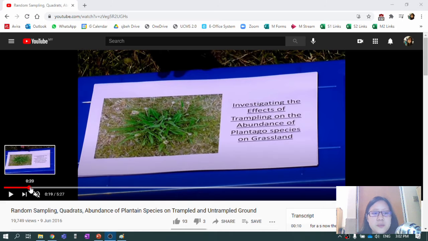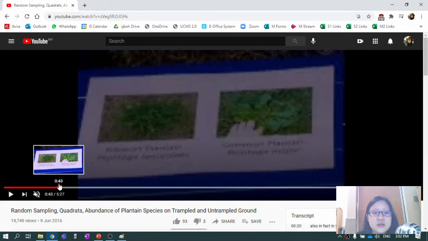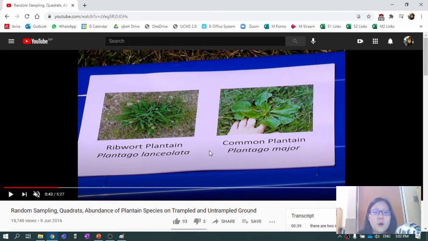Anyways, after that, they showed us in this video what these 2 different plants we're looking for are. So the Plantago species has these 2 plants here, ribwort plantain and the common plantain. This is not bananas, by the way. This is just a type of grass. It just happens to have the same name. And you can see how they are different, and how they are different from normal grass as well.